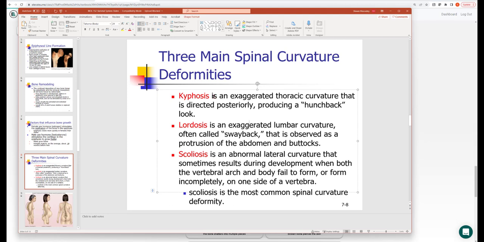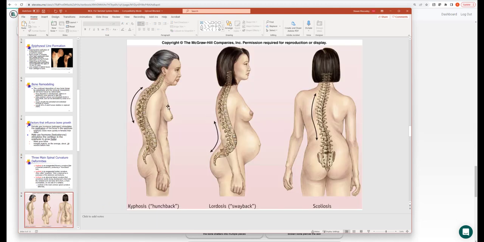And then kyphosis, this is an exaggerated thoracic curvature. This gives you the classic hunchback look, and this is more associated with aging. Not all people will have kyphosis, but most individuals will experience some sort of thoracic curvature that is classic of kyphosis. Now, this can get much, much worse. So you've seen some individuals who are bent over significantly because of very advanced kyphotic changes. Here's lordosis, again, pregnancy as an example, lots of lumbar curvature. Pregnancy or obesity will cause this curvature.